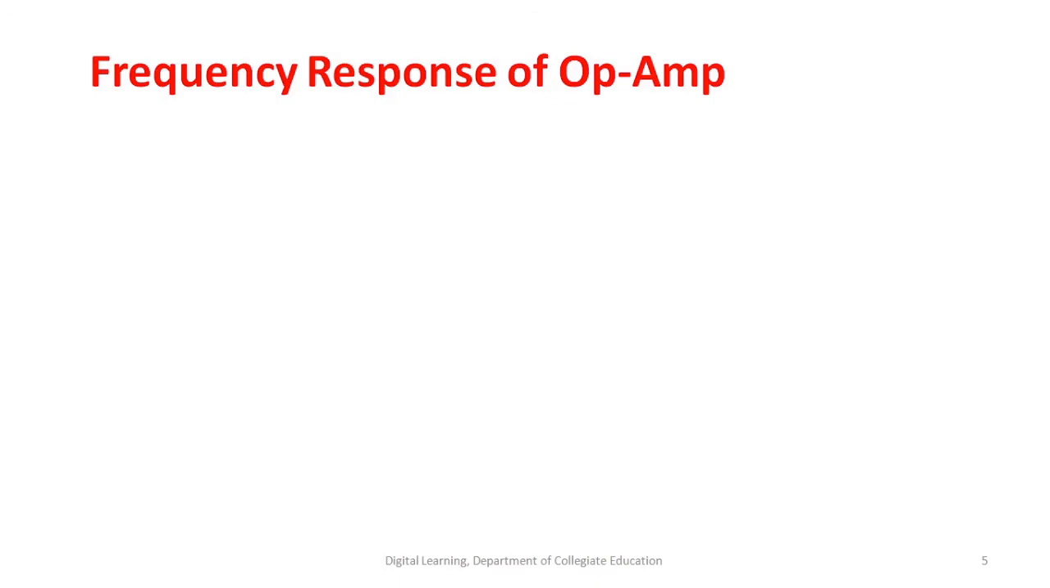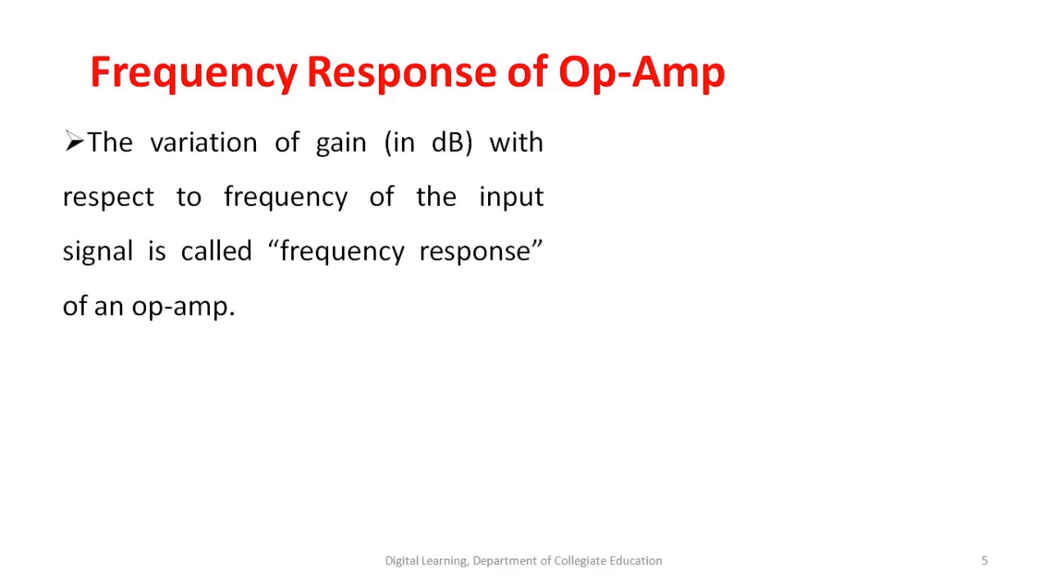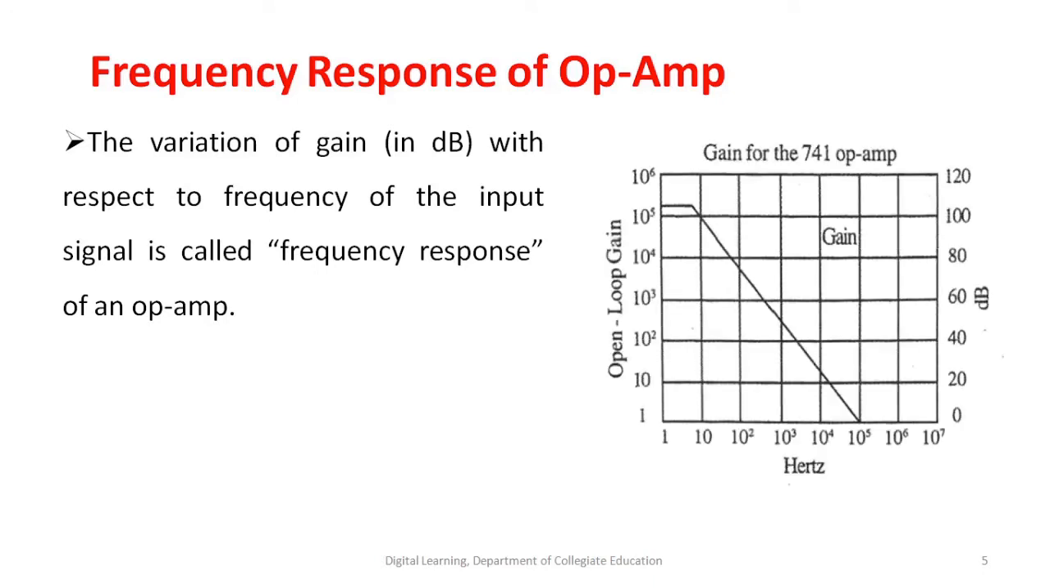Frequency response of an operational amplifier is the variation of gain. So we can express the gain in decibels also with respect to frequency of the input signal. That is called as frequency response of an operational amplifier. This is the graph showing the frequency response of an operational amplifier.